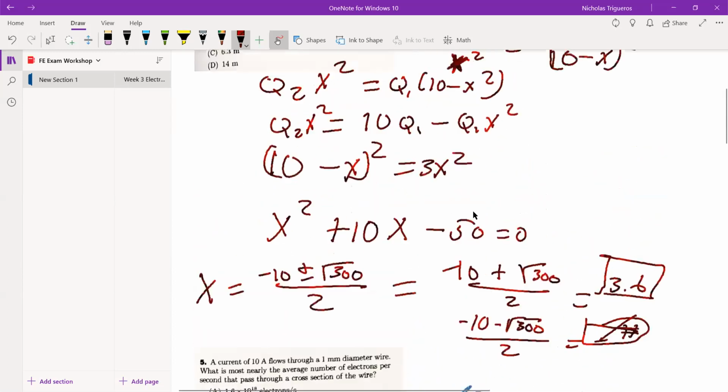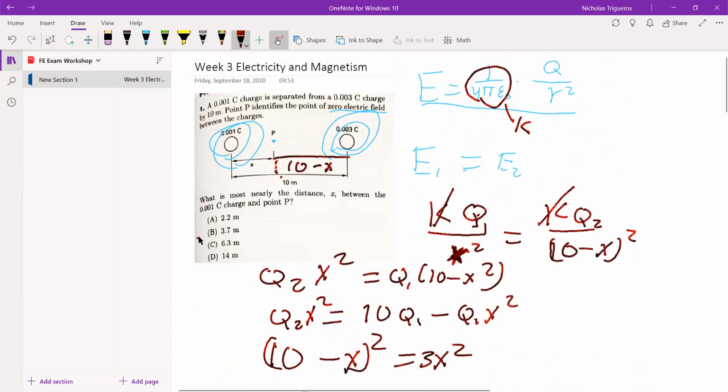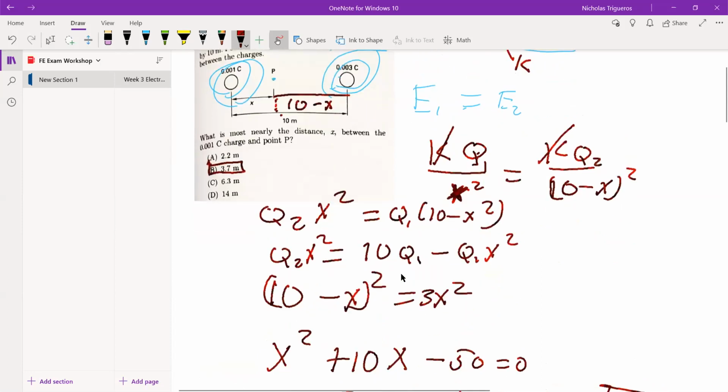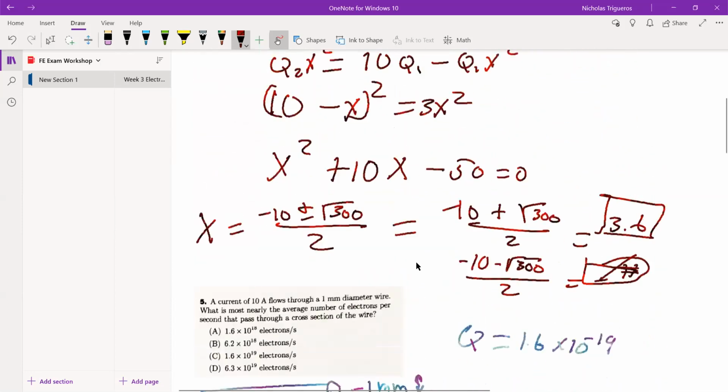If we look back up, we have an answer B, which is 3.7, which is most nearly what we got. So we go with answer B for that. Not too bad, right? Just need to equate two E fields, do some algebra calculations for X, use the quadratic formula, and you've got your answer.